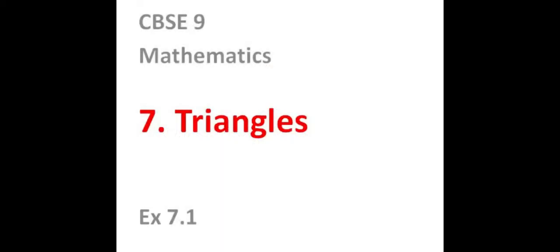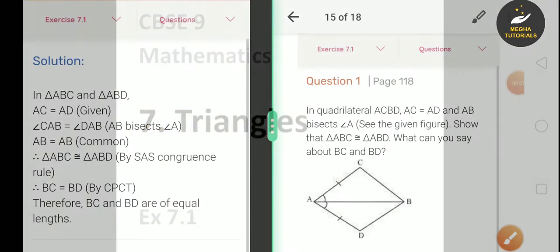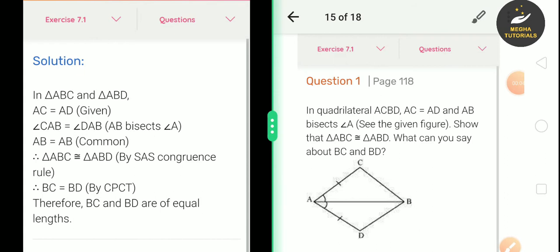CBSE Class 9 Mathematics, Chapter 7, Triangles, Exercise 7.1. Question 1. In quadrilateral ABCD, AC is equal to AD and AB bisects angle A. Show that triangle ABC is congruent with triangle ABD. What can you say about BC and BD? So please see the diagram.